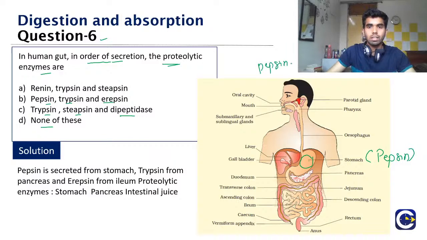Then followed by the second enzyme. The second enzyme that is present over here is secreted by the pancreas, and that is trypsin. That is trypsin that is secreted by the pancreas. And the third enzyme that is present is erepsin. Erepsin is also secreted in the small intestine.